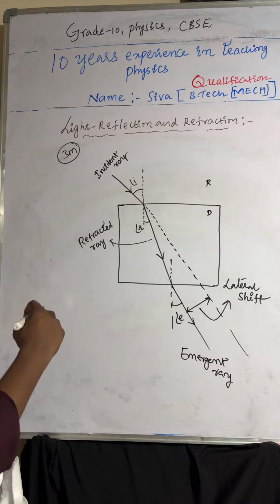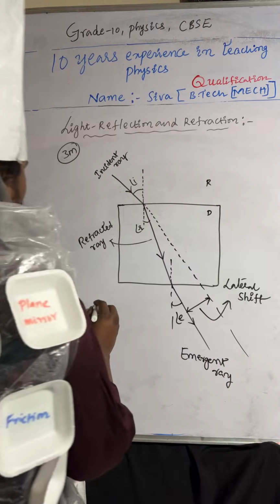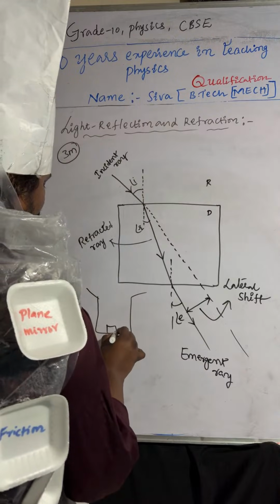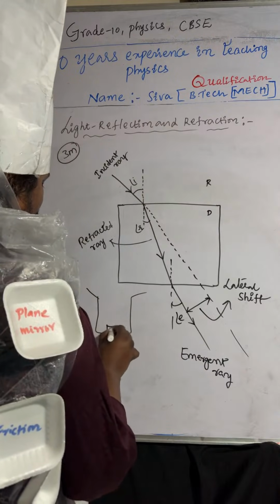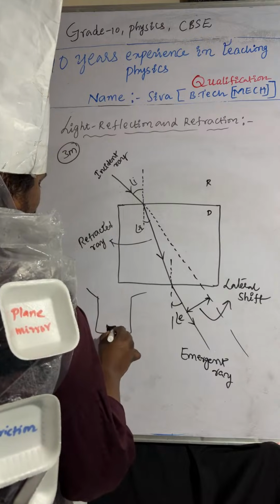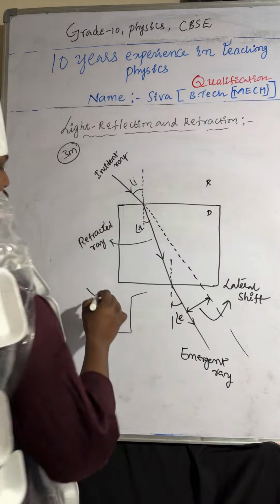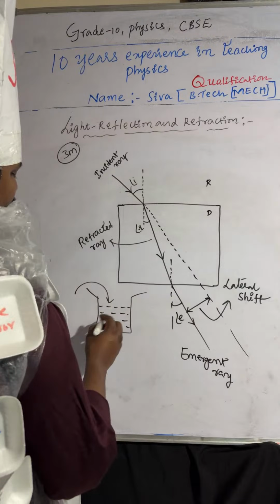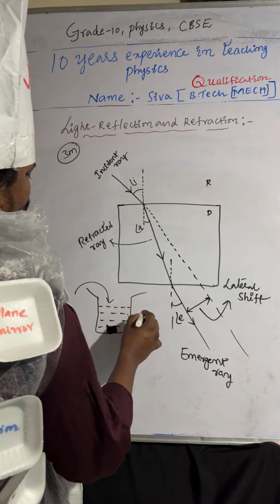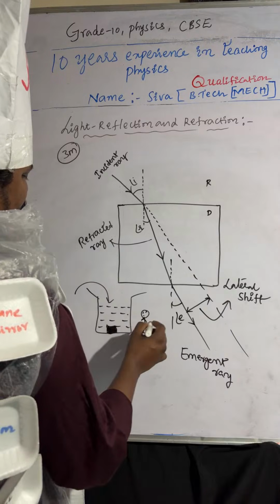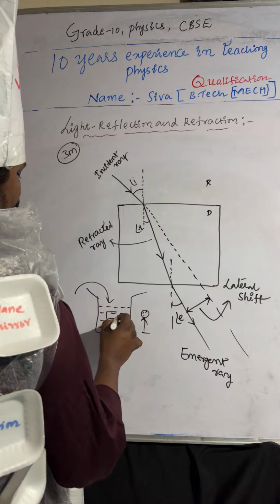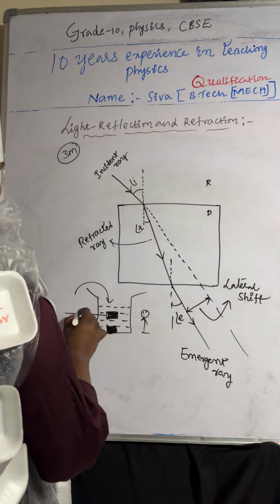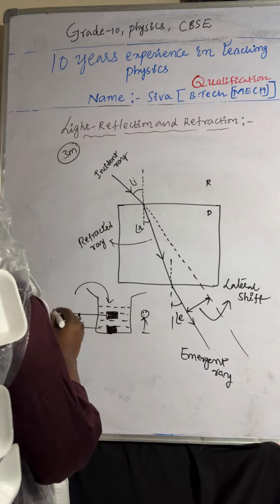Now coming to the vertical shift. So here you can observe, this is the beaker. A coin is placed in the beaker. Understood? When you pour water, this person cannot see the initial position. After pouring water, the coin position rises up. So this is the apparent position and this is the actual position. This is called vertical shift.